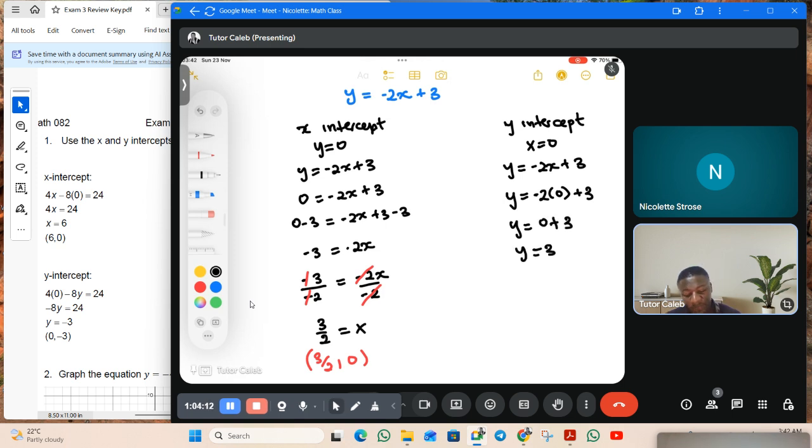So we have the y coordinate. So the point of the y-intercept will be 0 and 3. Okay. This is your y-intercept and this is your x-intercept.